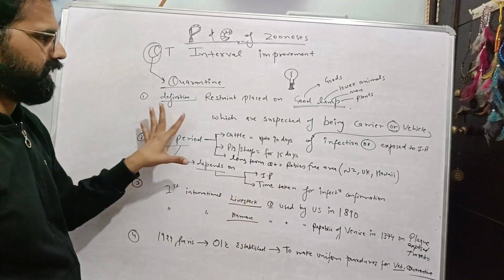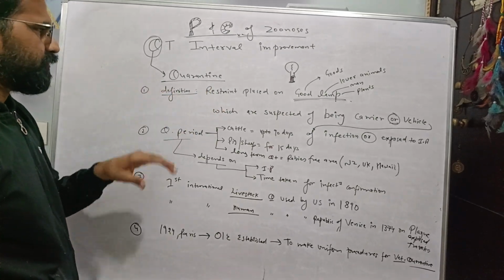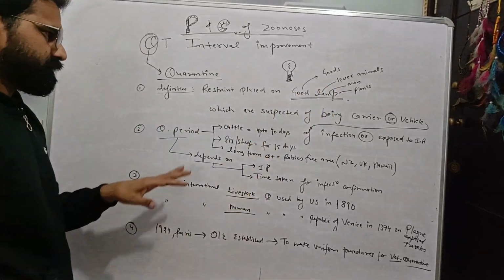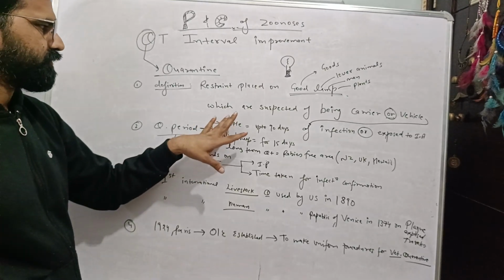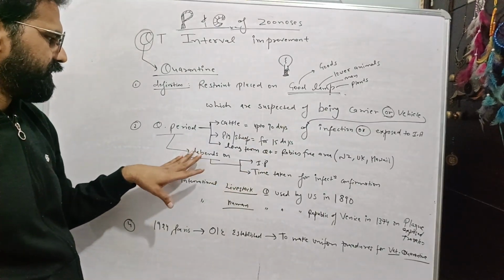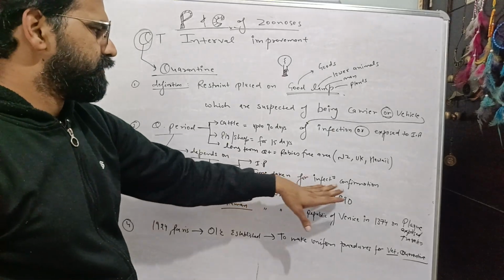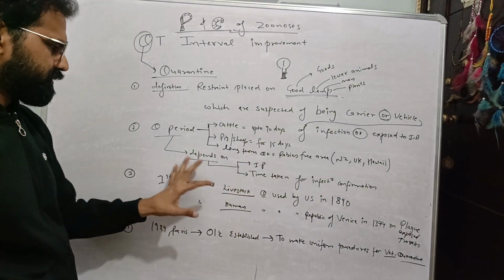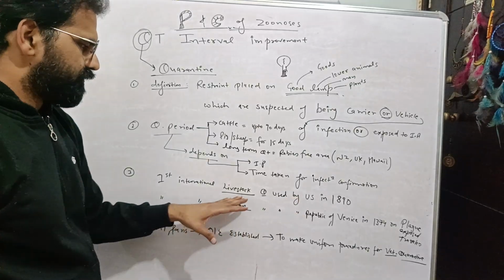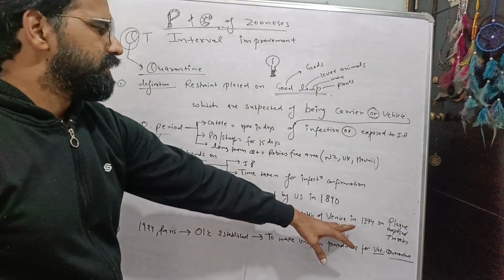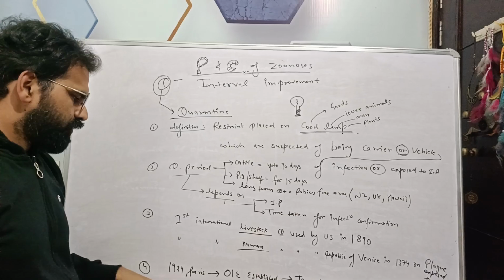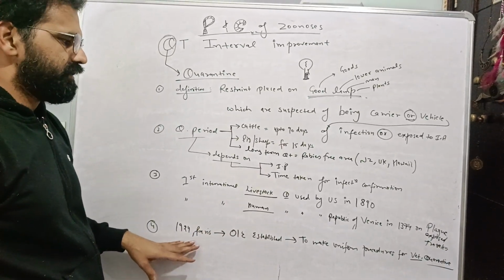So these are the important MCQs related to quarantine. The key points: the definition is the restraint placed on these; the quarantine period is 90 days for cattle and 15 days for pig and sheep, with a long period in rabies free areas; it depends on incubation period and time taken for infection confirmation. The first international livestock quarantine was in 1890, and for human plague travelers in 1374. To regulate quarantine in animal species, the OIE was established in 1924.